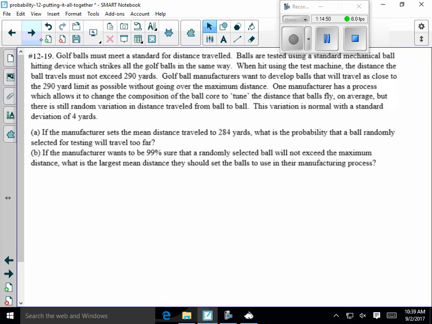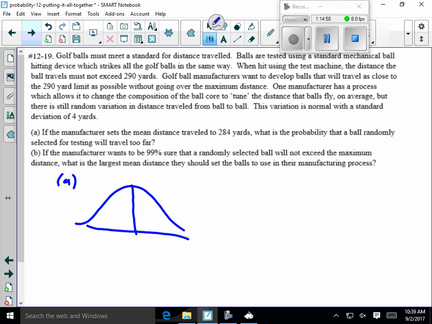I would start by sketching a normal distribution. And we know that this is centered at the mean distance of 284, and the standard deviation is 4. So we could set up and label a normal distribution. That means that this point out here at 1 standard deviation above would be 288, and this one, 1 standard deviation below, would be 280. And so traveling too far means we go over the limit of 290.